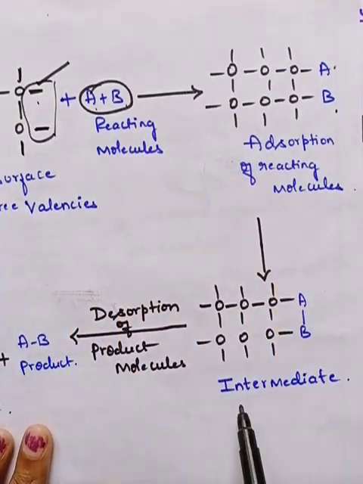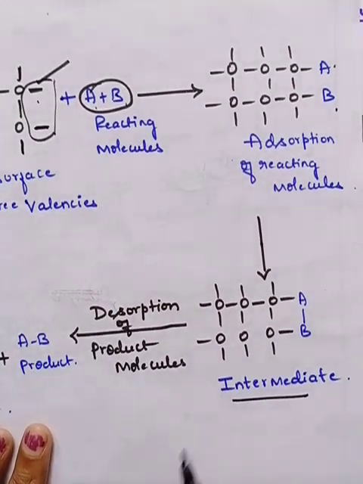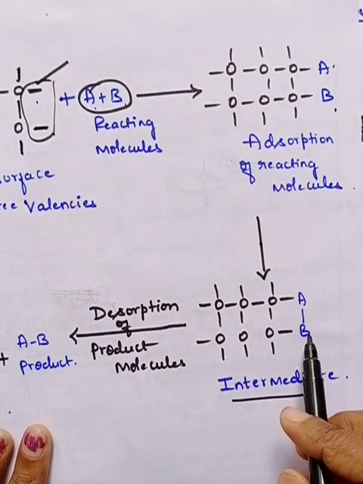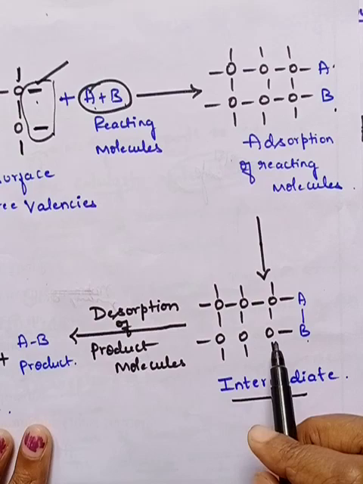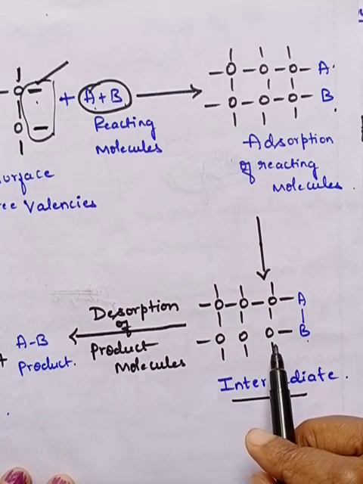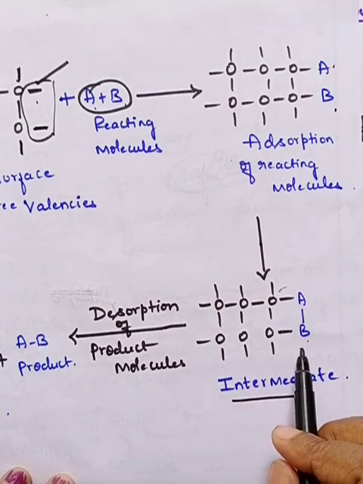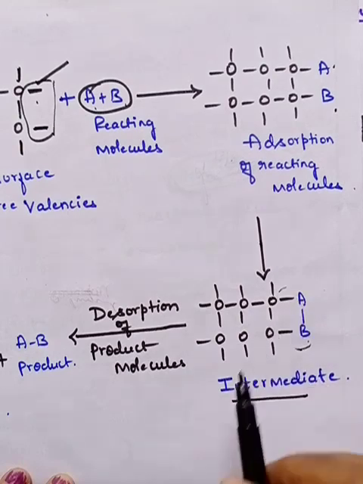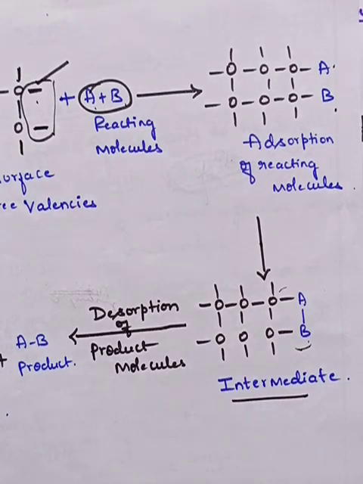Then what we are going to expect is an intermediate. So A and B have combined, and they are also in combination on the surface of the catalyst. So it is not possible for all of it to stay together in the same product.